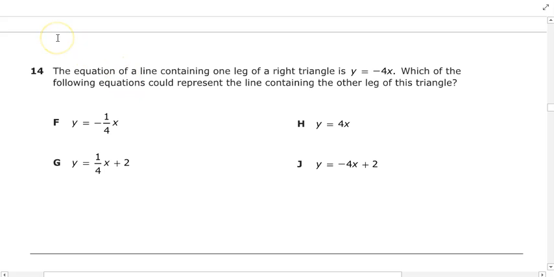For number 14, the equation of a line containing the leg of a right triangle is -4x. So the equation of a line is -4x for a leg of a right triangle. Okay, so that means it's one of these two pieces here. Let's just say it's this one.